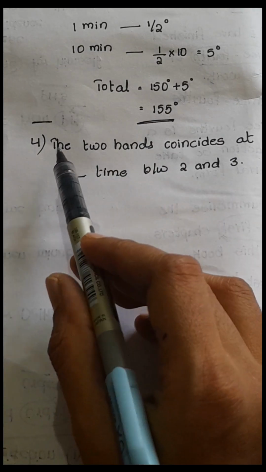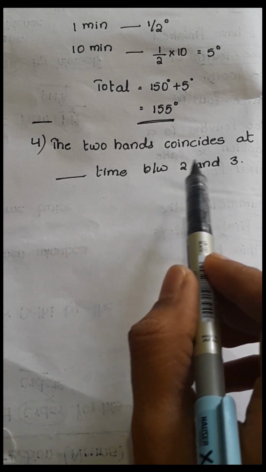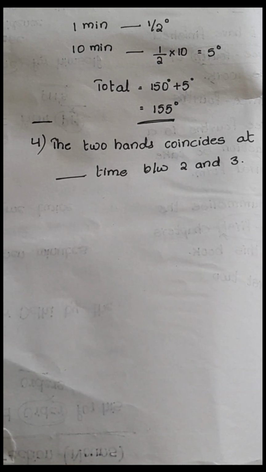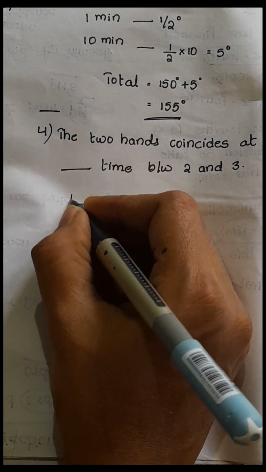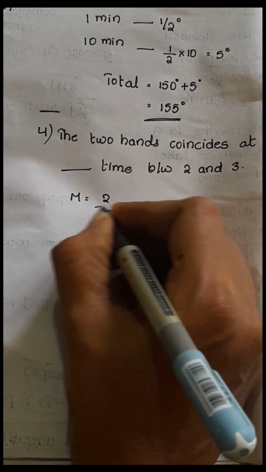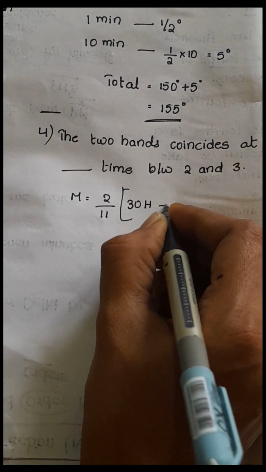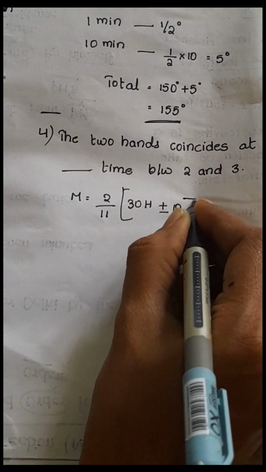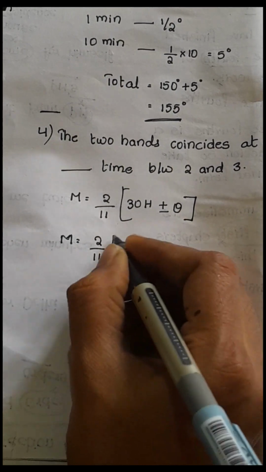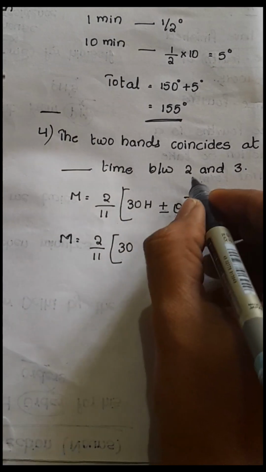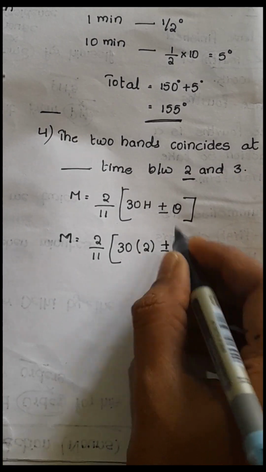The fourth question is, the two hands coincide at what time between 2 and 3. This is different from first three questions. The formula we use here is m is equal to 2 by 11 into 30h plus or minus theta. Here the starting hour is 2, so take h as 2 plus or minus.